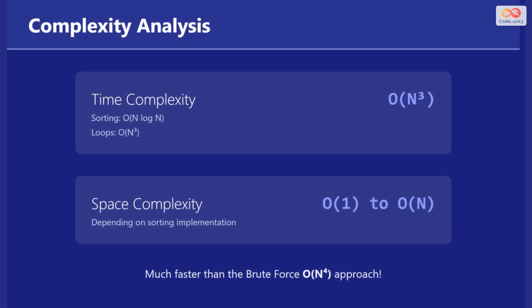Let's analyze the efficiency of this solution. Sorting the array takes O(n log n) time. The two nested loops run in O(n^2) time, and the two-pointer sweep inside takes O(n) time. This gives us a total time complexity of O(n^3). This is a significant improvement over the brute force O(n^4).